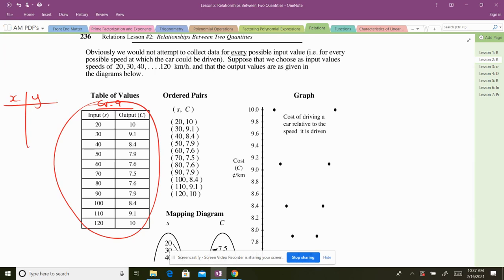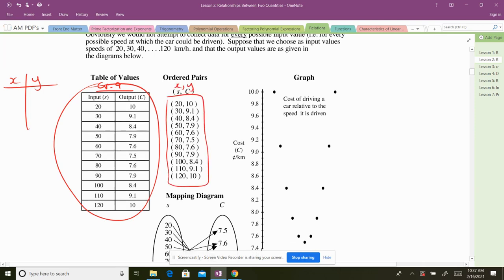It's the same as this, input, output. You can write them as ordered pairs, which we just did. That would be the X and the Y. And you can represent it as a graph. I'm going to connect these points in a bad fashion. We are going to look at all three of those.